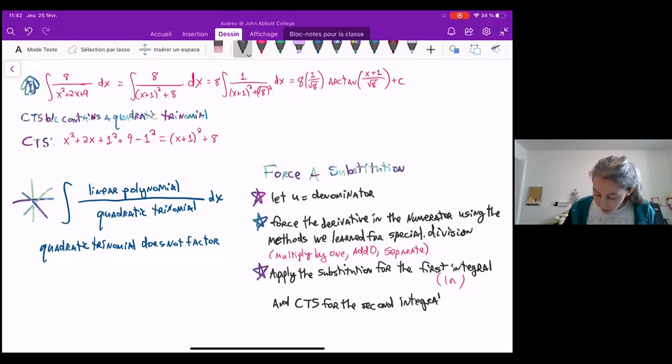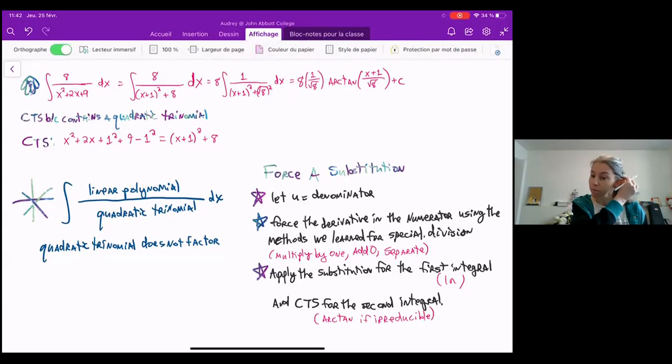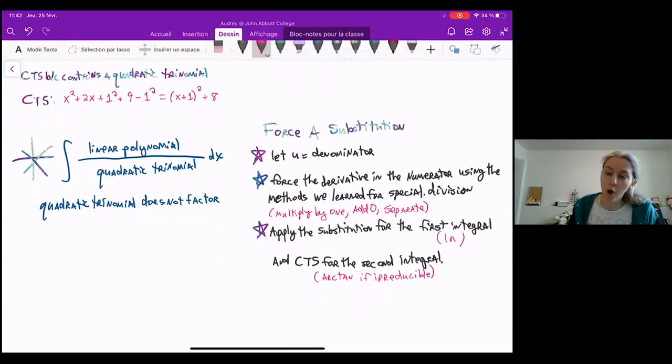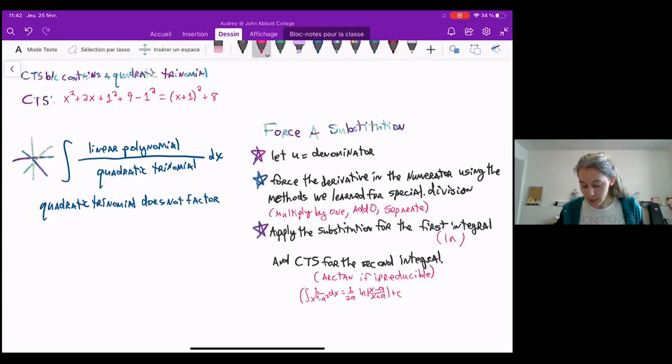And if that quadratic polynomial does not factor, in other words, it is irreducible, then completing the square will give us an arctan if irreducible. If, however, it could factor, you'll end up with the known form. That was the first question from assignment 4. So you'll end up with that known form, 1 over x squared minus a squared, which was 1 over 2a ln of x minus a over x plus a plus c. And this is what's going to happen if reducible, so if it factors.